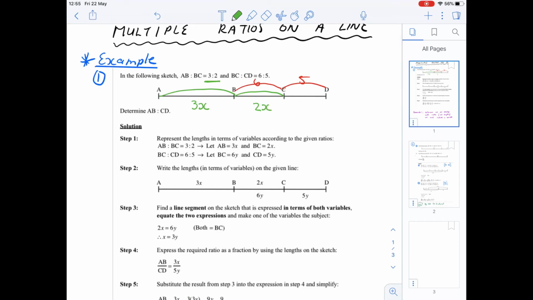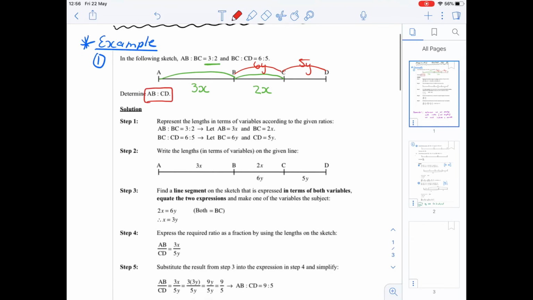So we can call this 3x is to 2x. And we could call the other one 6y is to 5y. It could also easily be a p or a k. The variable is not important as long as they're different, because they're different ratios. So we're dealing with x's and y's. So they've given us the facts, and then now we need to determine AB is to CD. So let's have a look at the solution.